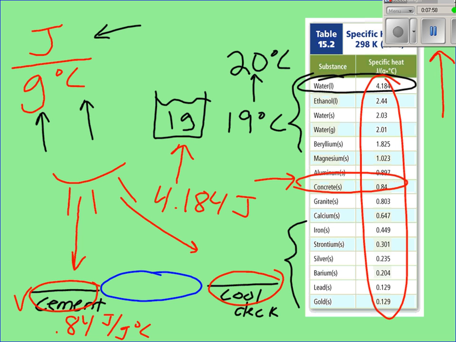Now, cool decking is not on this list, but we're expecting cool decking to be a very, very high number, probably higher than water. Since it has a high specific heat, it takes much more energy to heat the cool decking up, and therefore it'll feel cooler. Now that we have an idea of what specific heat is, let's actually take a look at a few examples.